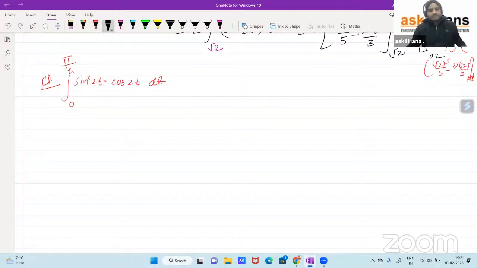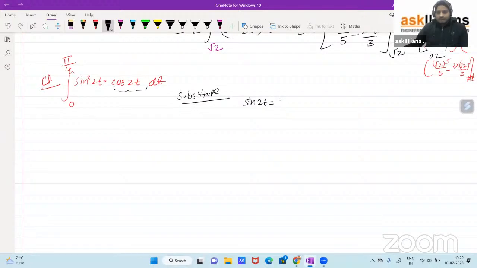What can we substitute here, bache? Cos 2t or sine 2t? We can substitute sine 2t, because sine 2t and its differential cos 2t are both sitting over here. So substitute sine 2t equals, let it be which variable? You tell. Let it be u. Differentiate both sides: sine 2t differentiation will be cos 2t into 2 according to the chain rule. dt is equal to du.